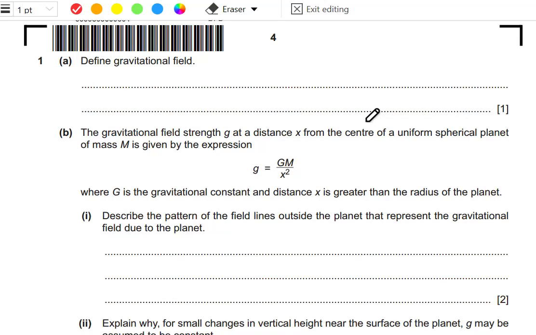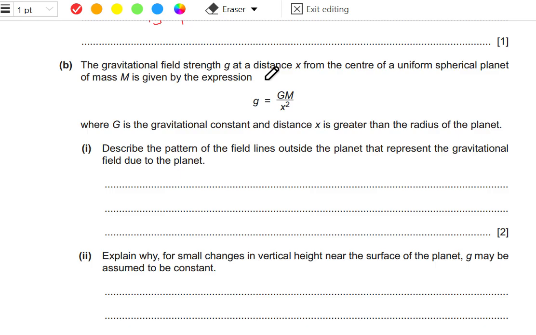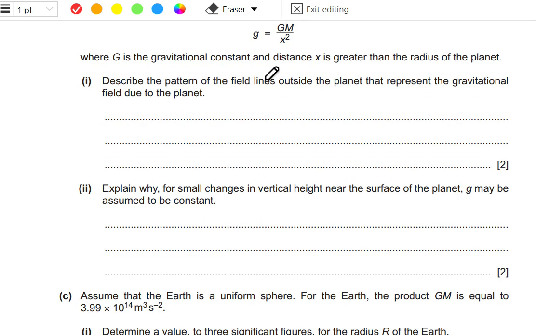Define gravitational field. It is gravitational force per unit mass. Gravitational field strength g at a distance x from the center of a uniform spherical planet of mass m is given by the expression g equals Gm over x squared. G is the gravitational constant and x is greater than the radius of the planet.